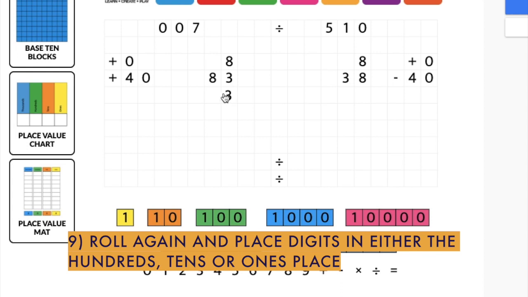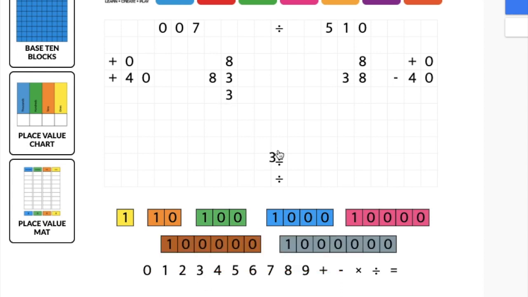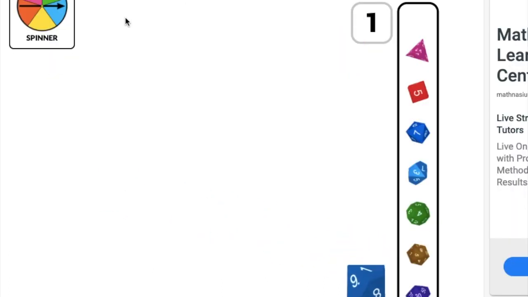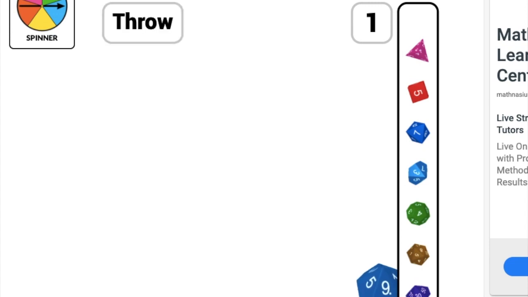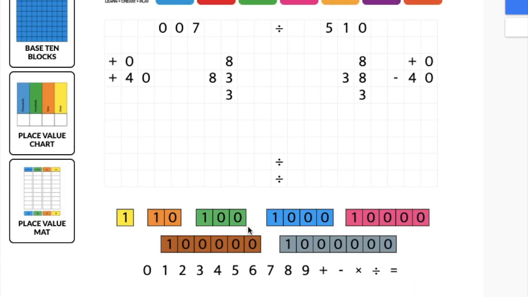I'm going to put my 3 here. My opponent copying me is probably going to put his 3 here. That happens sometimes. Roll again. And a 9. So if we are thinking about place value and probability, we're going to assume that 900 is probably the biggest number. But maybe my student doesn't realize that, and they'll put a 9 here.